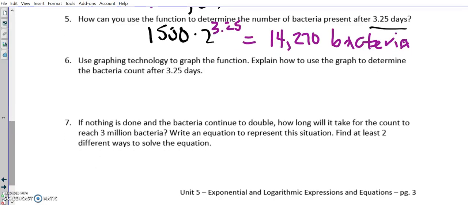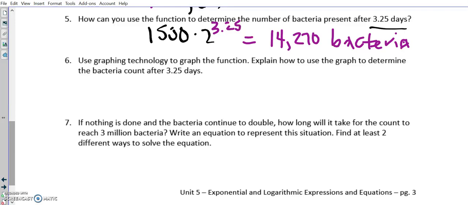So now it's saying if nothing is done and the bacteria continues to double, so we have the same pattern, how long will it take for the count to reach 3 million bacteria? Gross. But it wants to know how long will it take to get that disgusting. So write an equation to represent this situation. Find at least 2 different ways to solve the equation.